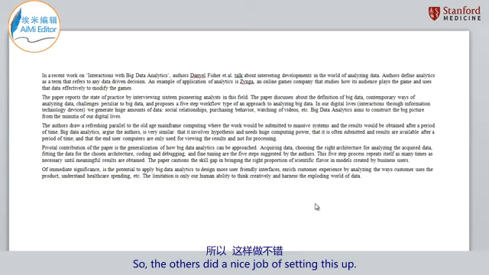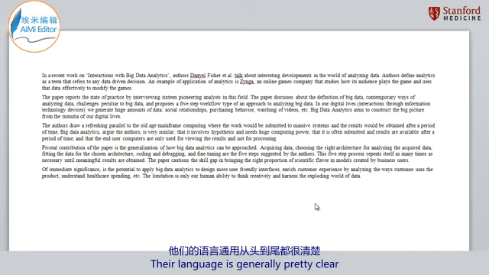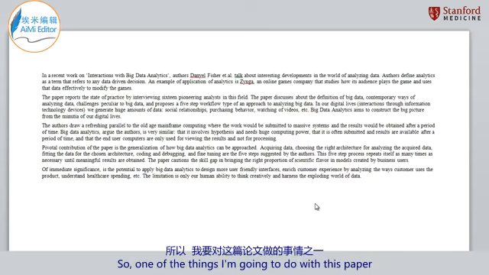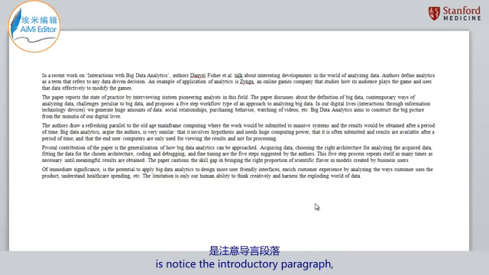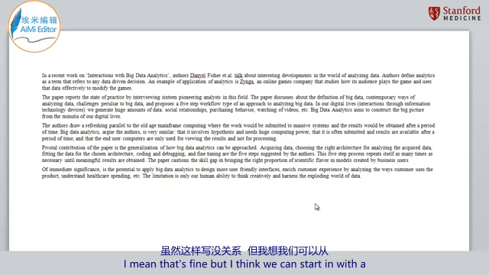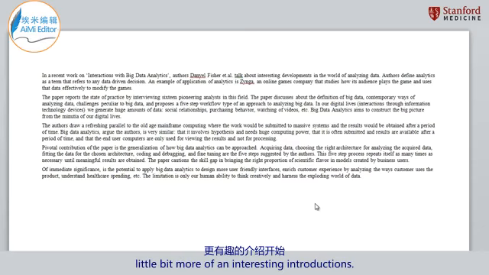So the author's done a nice job of setting this up. Their language is generally pretty clear throughout. And I'm just going to reorganize things a little bit. So one of the things I'm going to do with this paper is notice the introductory paragraph. It starts right in on what the name of the paper and the authors of the paper. And that's fine, but I think we can start in with a little bit more of an interesting introduction.